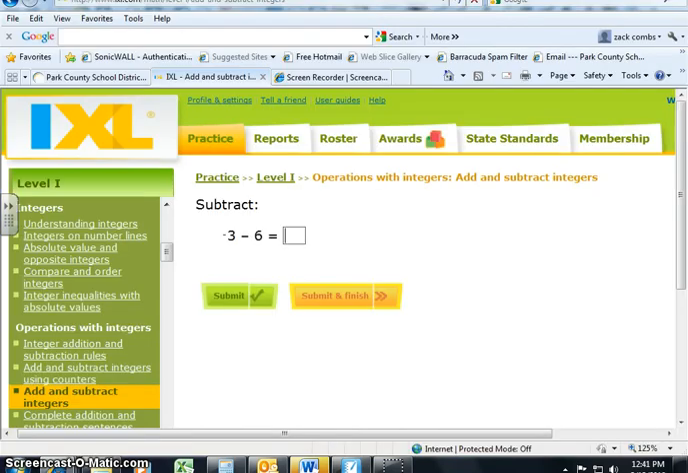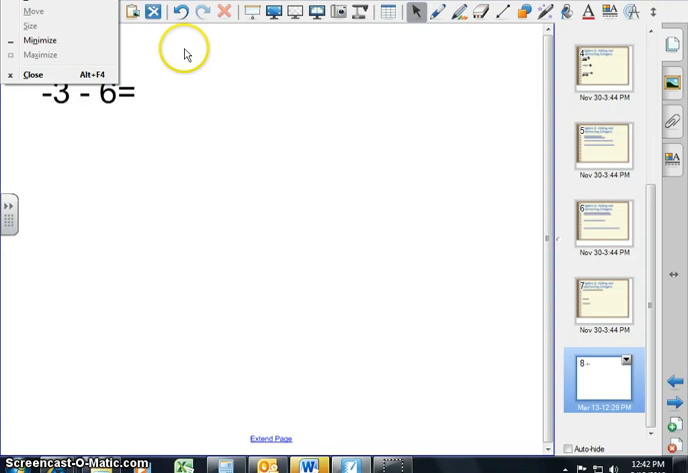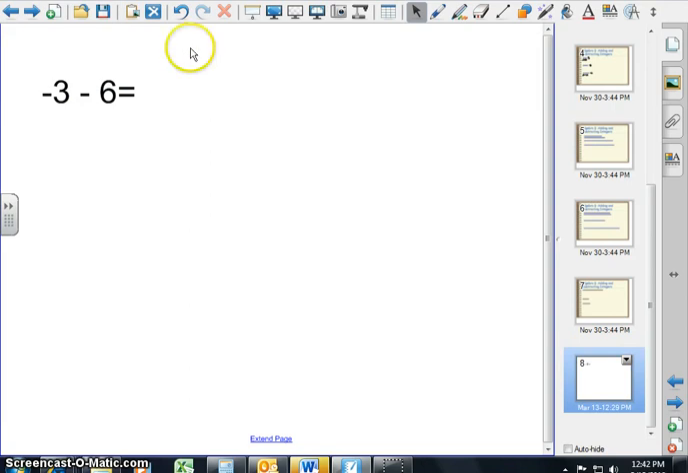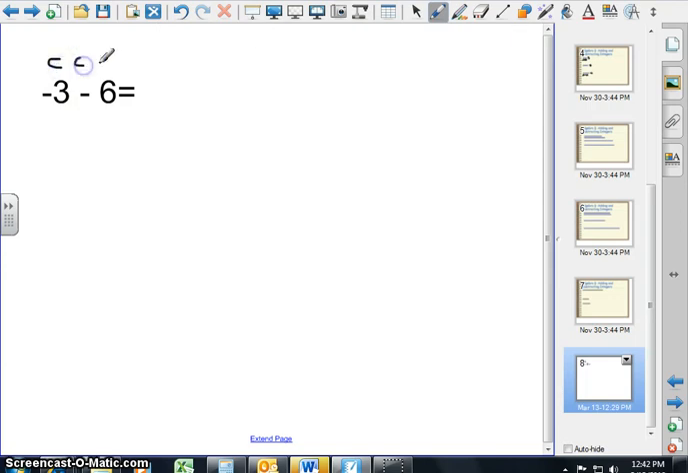Alright, our next example is -3 minus 6. We are subtracting integers. Let's go back and look at our rules for subtracting integers. Step 1, CCC, constant change. Step 2, determine if the signs are different or the same. Step 3, follow the rules for same signs or different signs depending on your situation. Alright, in our situation we have -3 minus 6. So, step 1, constant change. So -3, my minus sign becomes a plus, and my positive 6 becomes -6.